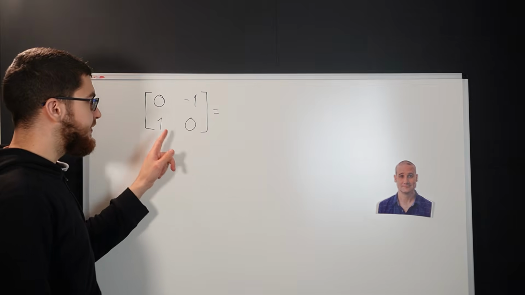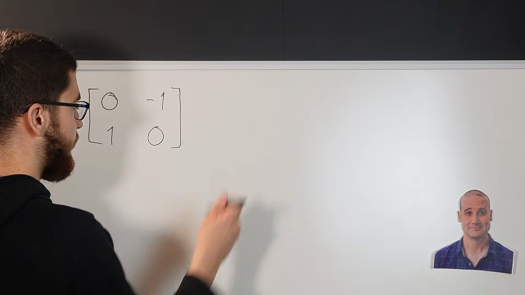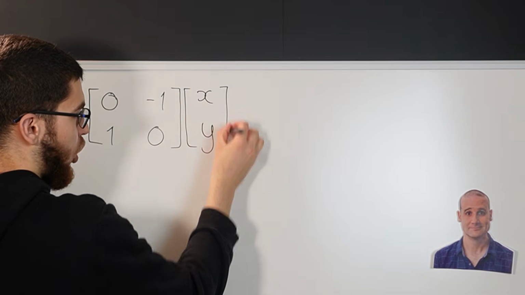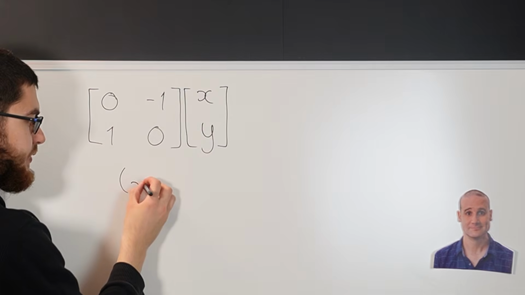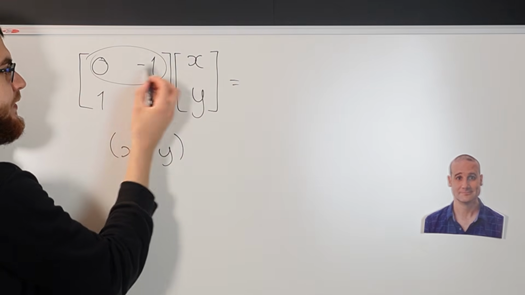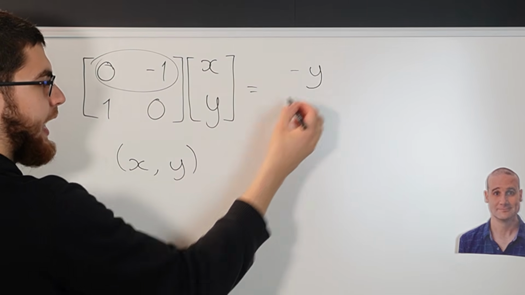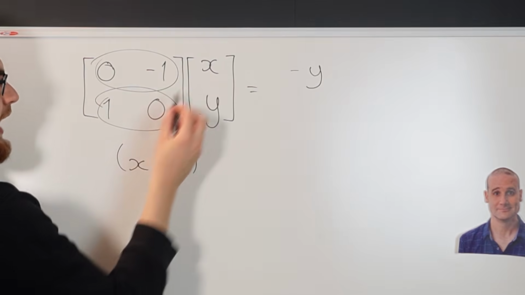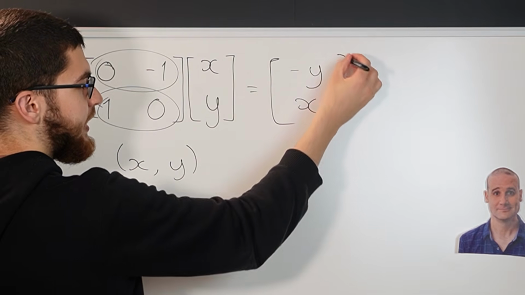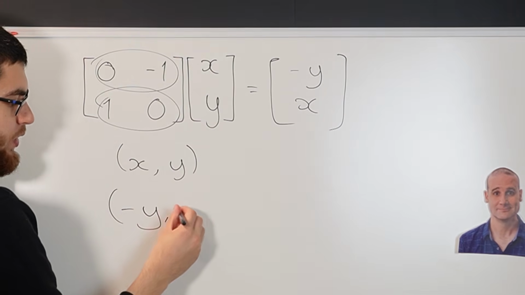So what the hell does this matrix actually do then? Well, it's a little bit more complicated than it looks, because if we multiply it by any general point (x, y), which is our x coordinate and our y coordinate, then what we end up with is 0 times x plus -1 times y, which is -y, and then 1 times x plus 0 times y, which is just x. So we basically flip the coordinate around and then make the first one negative.